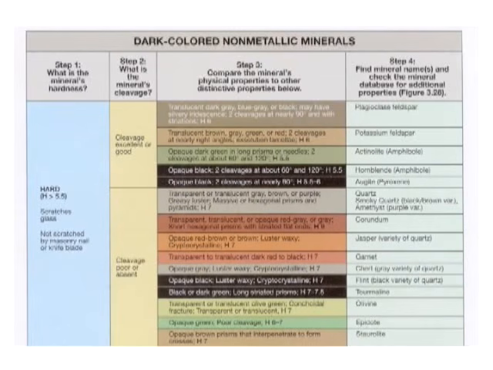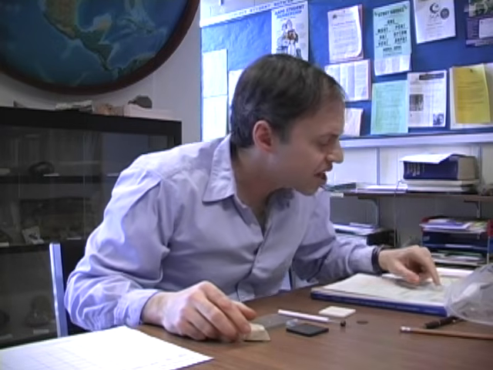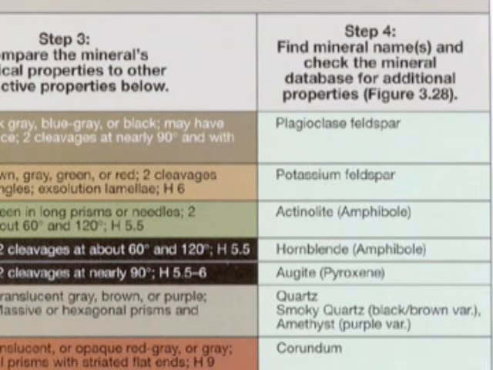Now I'm looking at my chart, I'm figuring out what this is, and I've gotten through that the luster is non-metallic, a pretty hard mineral, hardness of 6, I got cleavage in two directions. I can go through, and I have two things that it's down to. It's either potassium feldspar or plagioclase feldspar. Those are my two possibilities.